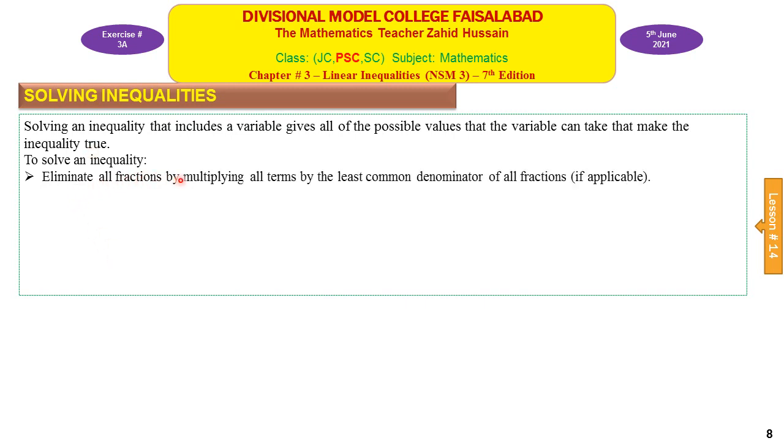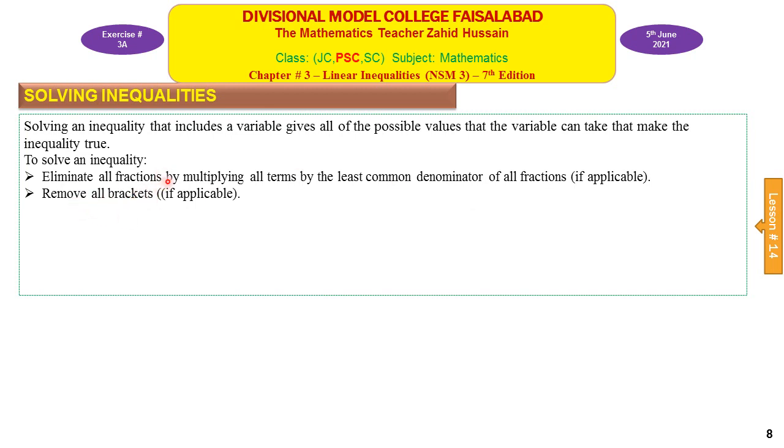Eliminate all fractions by multiplying all terms by the least common denominator of all fractions. As we solve equations having fractions, we take the LCM of the denominators and then cross multiply. But here you can multiply each term of the inequality by the LCM of the denominators, and then simplify to get an inequality without fractions. And if the inequality has brackets, you will remove the brackets.